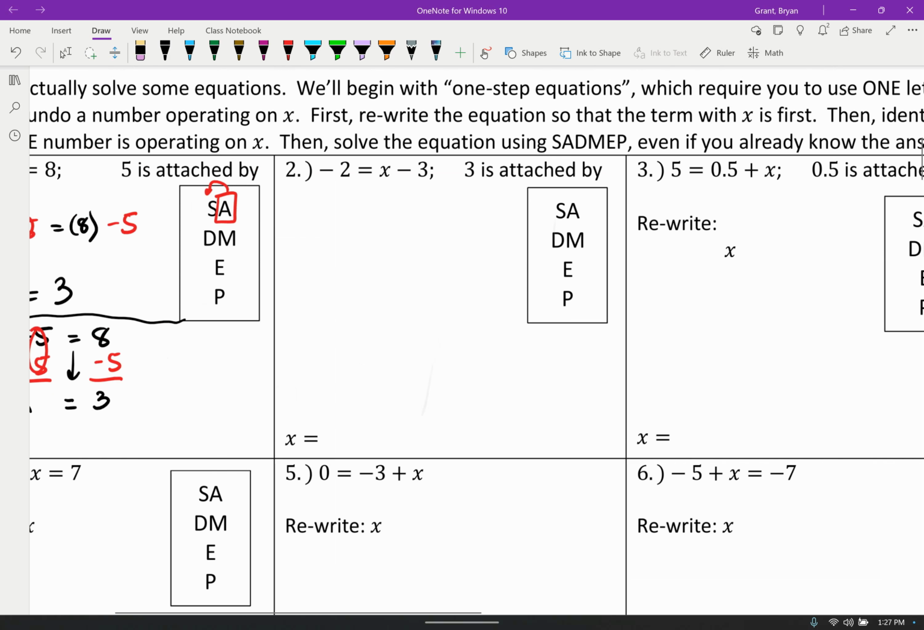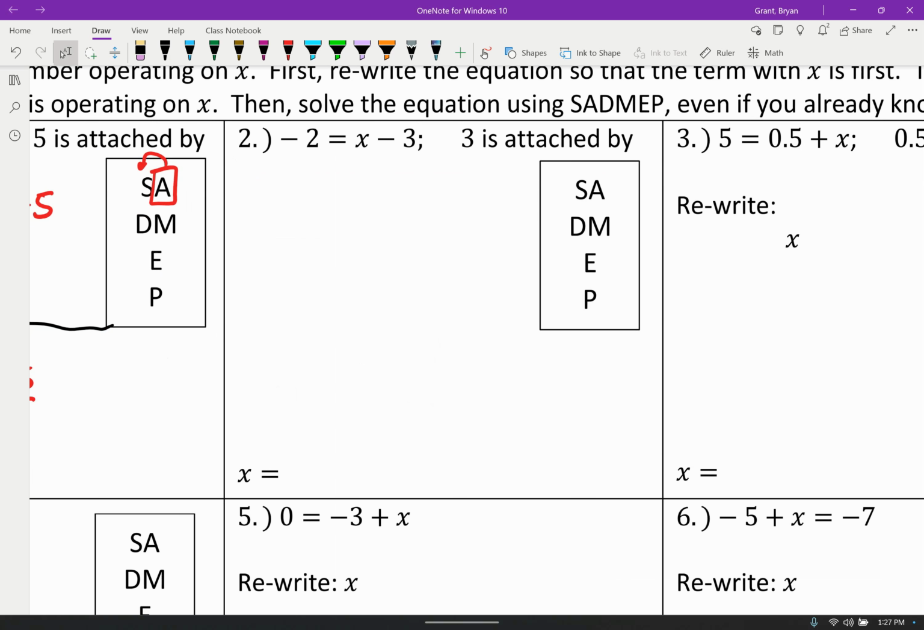All right, let's take a look at problem 2 here. Problem 2 has the x on the right side. We have a 3 over here, and the sign in between the x and the 3 is a minus, right? So we know that this is subtraction. All right, how are we going to undo that subtraction? Well, luckily we have addition right next to it.